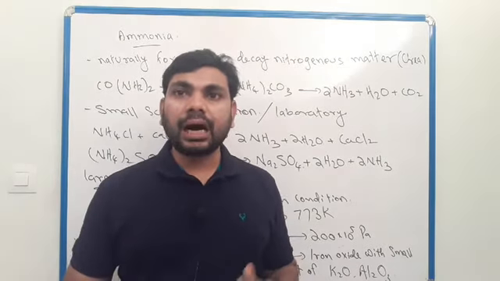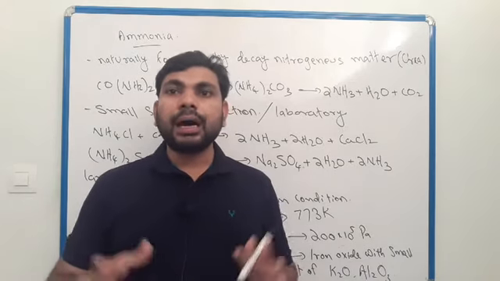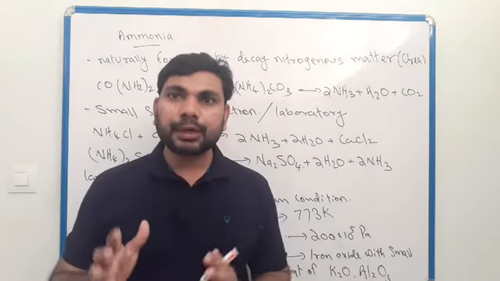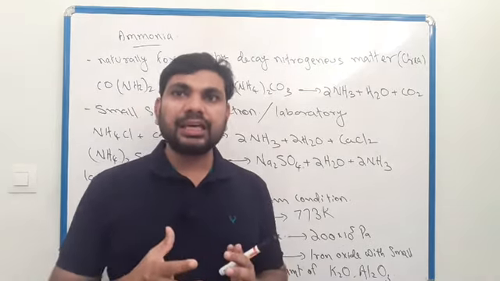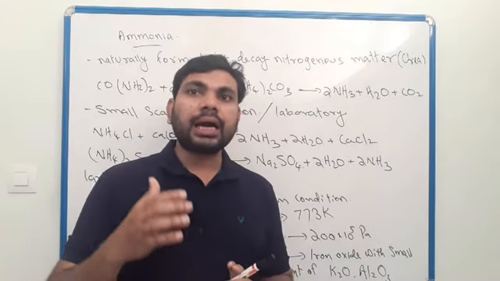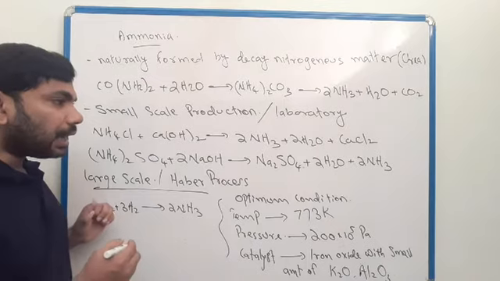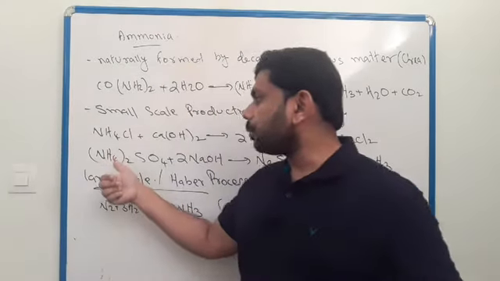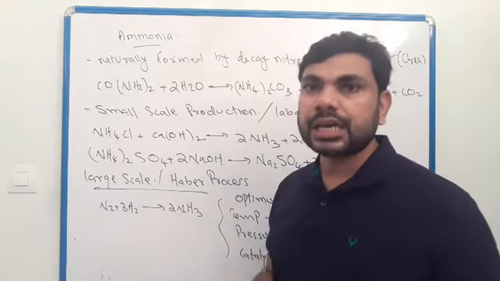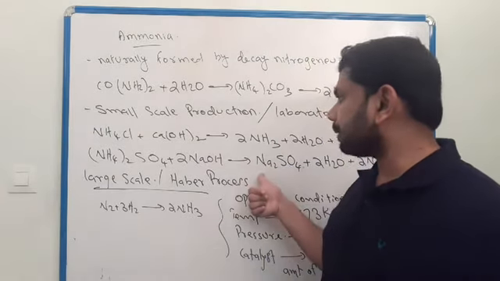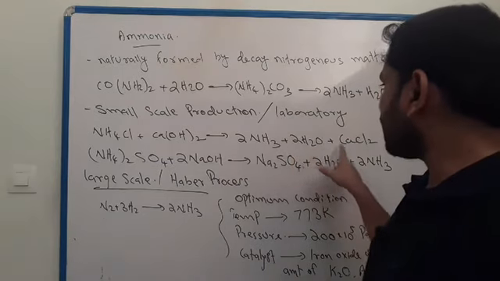Next, we have to understand the small scale laboratory method to produce ammonia. Ammonium salt reacted with an alkali produces ammonia, salt and water. Ammonium salts, for example ammonium chloride or ammonium sulfate, in the presence of alkali such as sodium hydroxide, potassium hydroxide or calcium hydroxide, produce ammonia. Ammonium chloride with calcium hydroxide produces ammonia, water and calcium chloride.